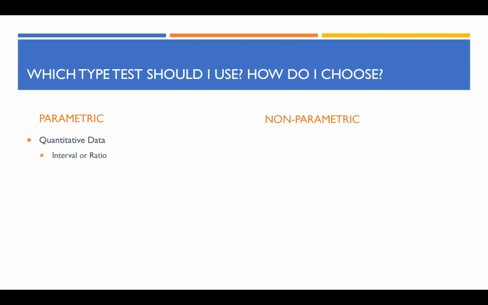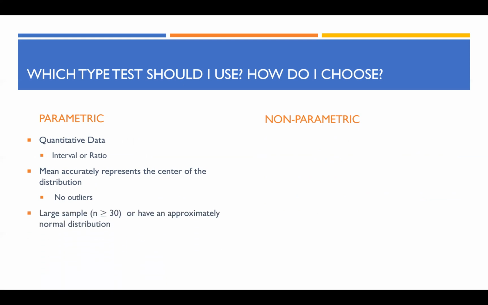So again, if I have quantitative data, especially at interval or ratio level, I'm going to do parametric. I want to be sure that my mean accurately represents the center of the distribution, which probably means I don't have any outliers that are causing it to be too high or too low. And then again, that I have a large sample, or I know that the distribution is approximately normal. Remember, if I know it's approximately normal, I can use the normal distribution or the z-test.